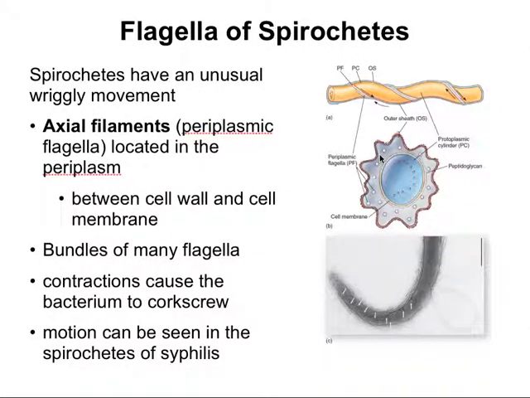The flagella of spirochetes present a unique situation. Spirochetes have this unusual wriggly form of movement. And that's because they have these periplasmic flagella, or axial filaments. They're located in the periplasm, so in the area between the cell wall and the cell membrane, right here in this space. They're represented by white dots in this case. There are bundles of many flagella throughout the periplasm, and they contract and cause the bacterium to form this kind of corkscrew movement. This motion can be seen in the spirochetes of syphilis.